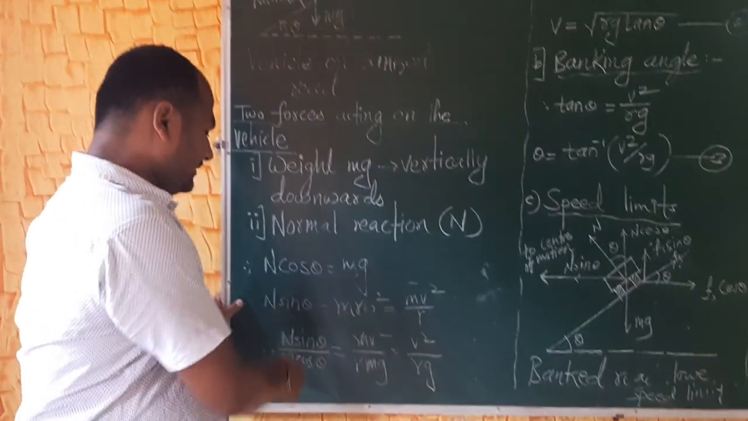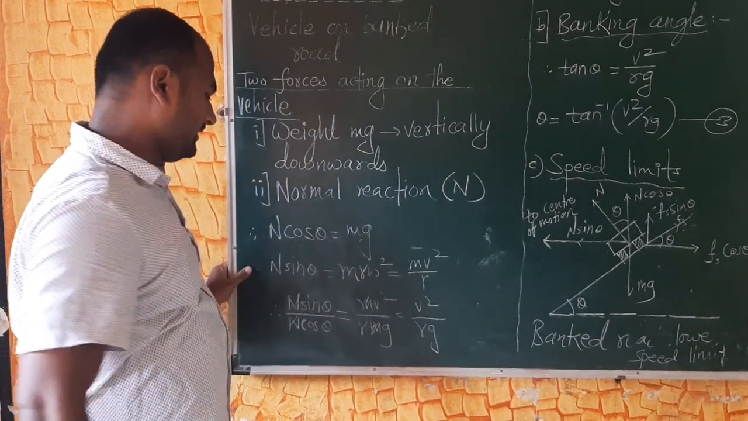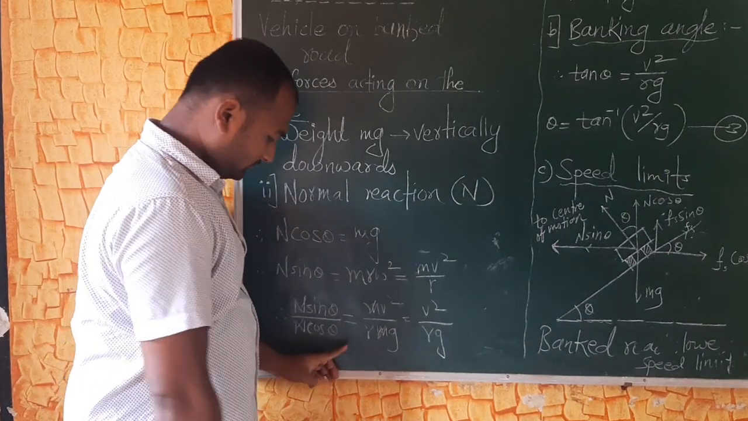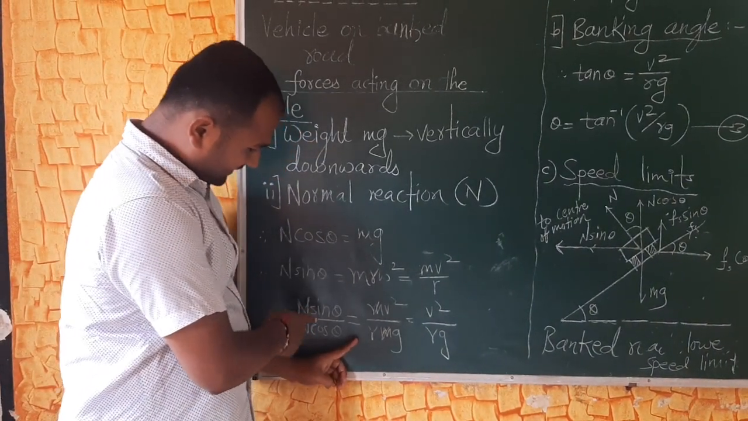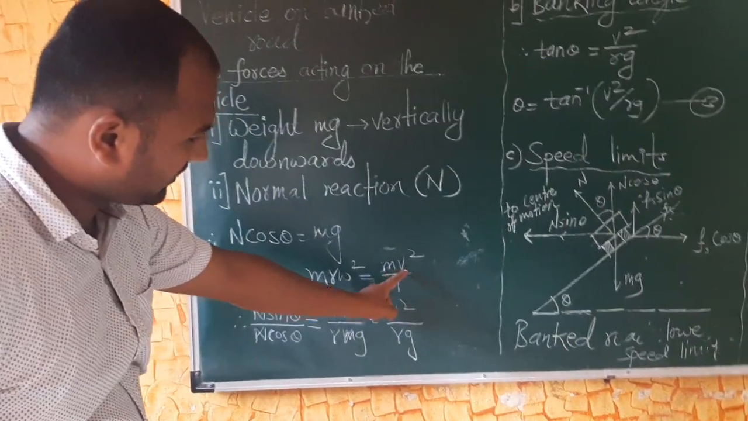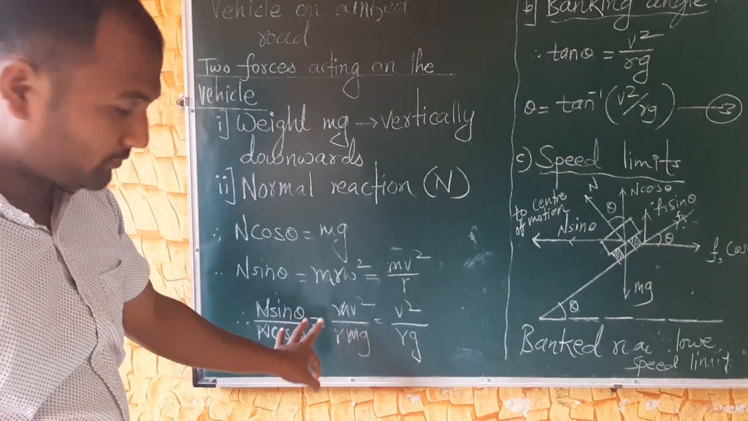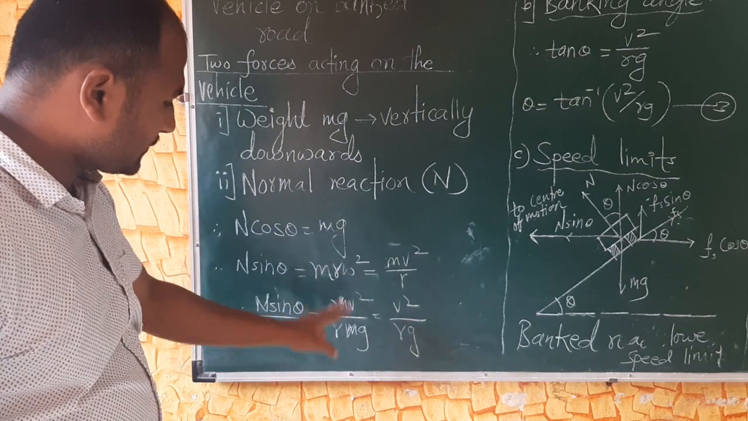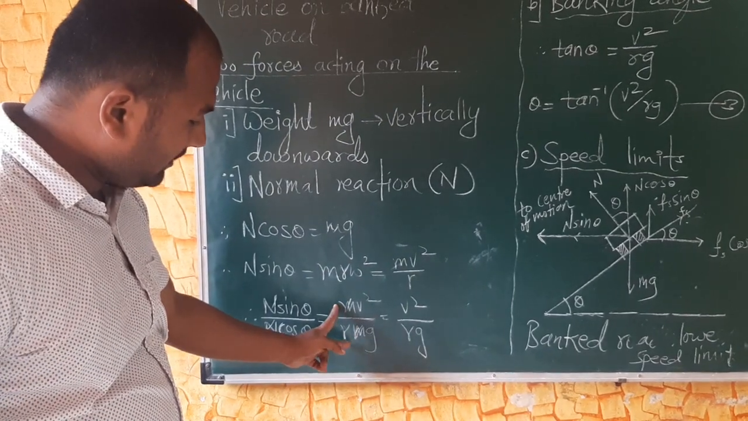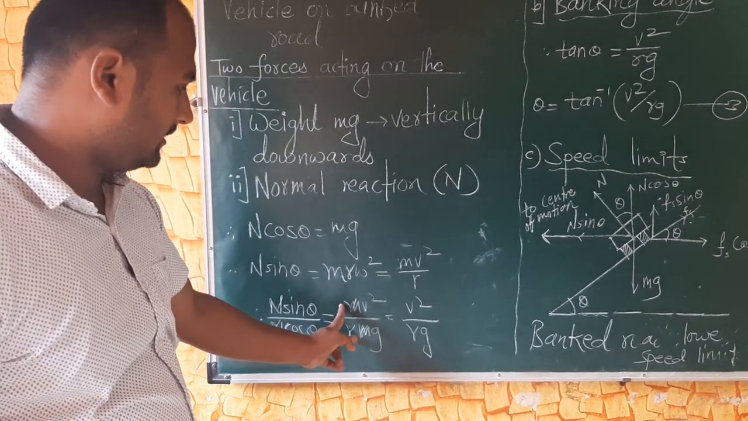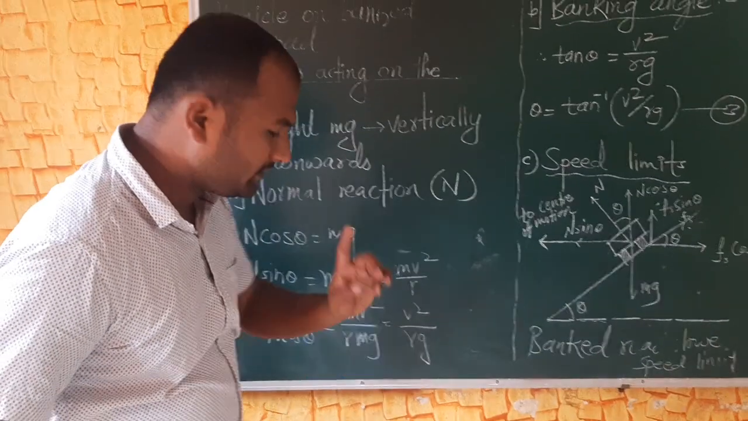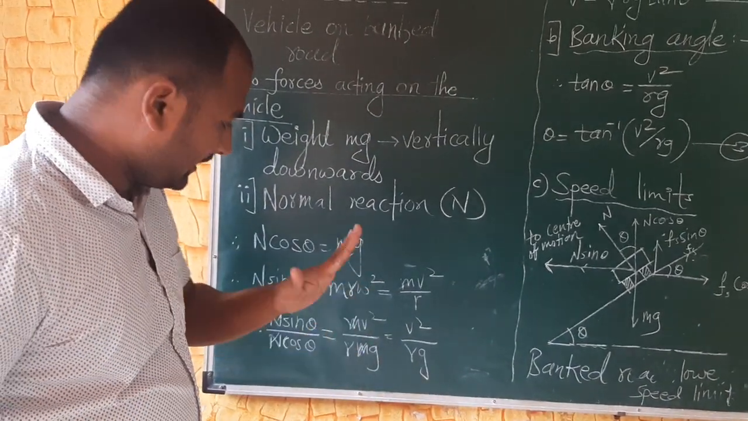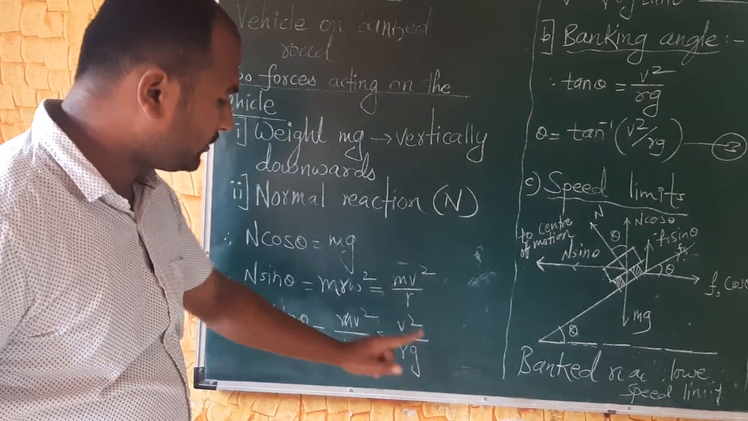So dividing equation by equation, N sin theta upon N cos theta is equal to, for N sin theta, we put the value m v square upon r. What is the value of N cos theta? That is only mg. So m and m get cancelled, and we can write v square upon r g. So N cancels, m cancels. Remaining is v square upon r g.